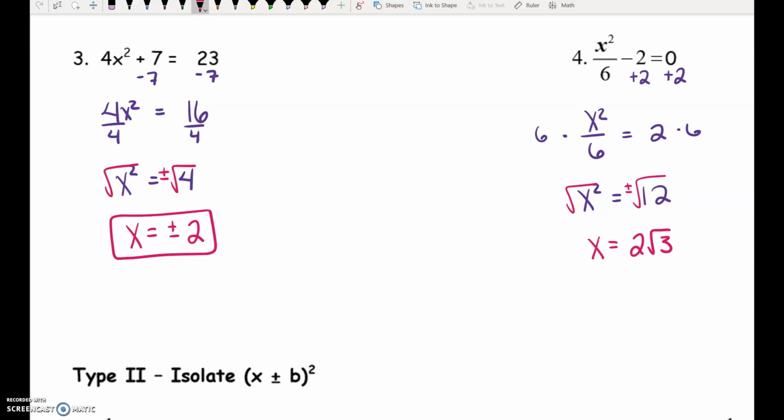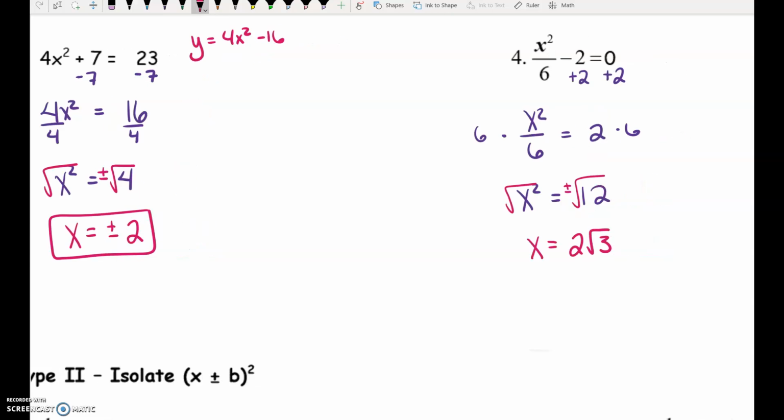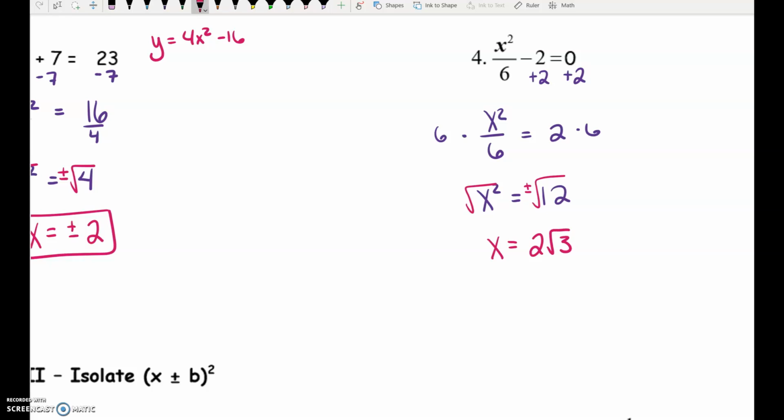Number 3, when we get x squared by itself, we end up with x squared equals 4. The square root of 4 with that plus minus is 2, so x is positive 2 or negative 2. If you were to put y equals 4x squared minus 16 into a graphing calculator, the parabola would cross the x-axis at positive 2 and at negative 2. All right, number 4, we end up getting x squared equals 12.